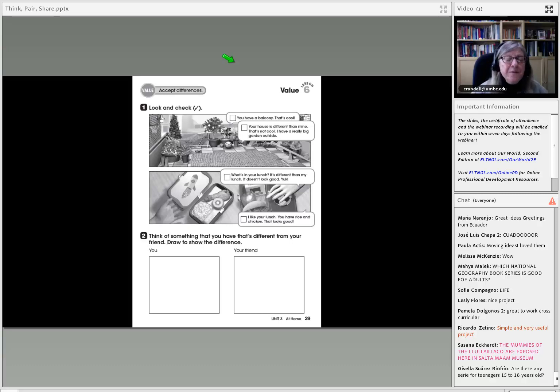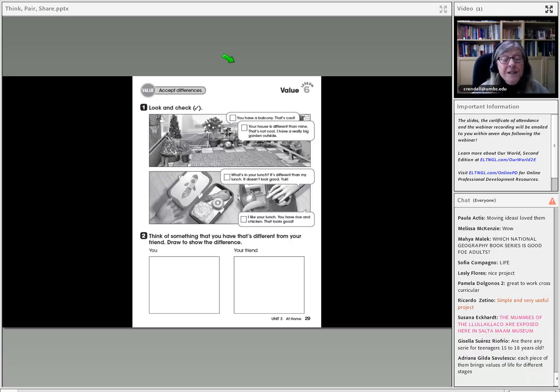So here's an example from a workbook of the values of accepting differences, and they're pretty clever. The first one is the difference between how people live. One little girl says, "Your house is different from mine. That's not cool. I have a really big garden outside." And the other one is, "You have a balcony. That's cool." So you're supposed to check which of those is accepting differences. And it even uses some of the language that our children would use.